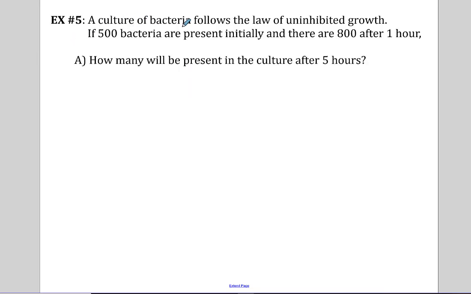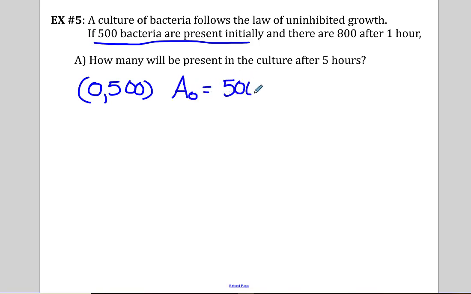In example 5, a culture of bacteria follows the law of uninhibited growth. And we have 500 bacteria initially. That's our A sub 0. So 0, 500 tells me that A sub naught is 500.